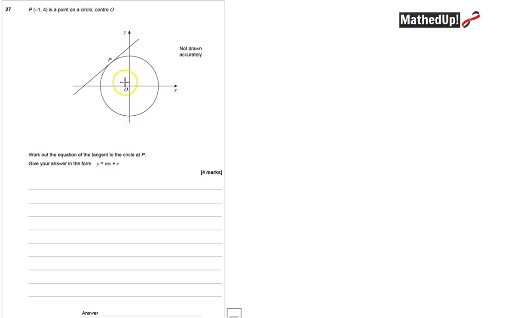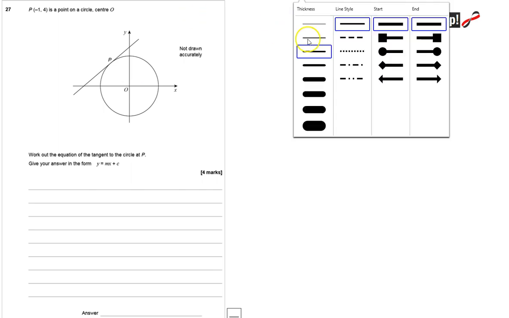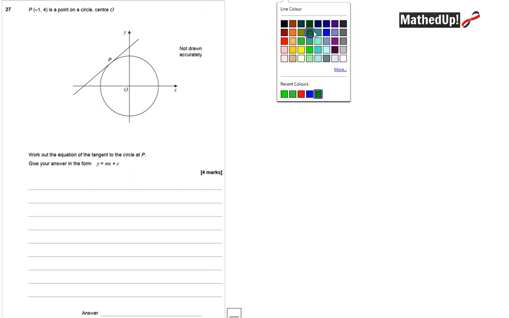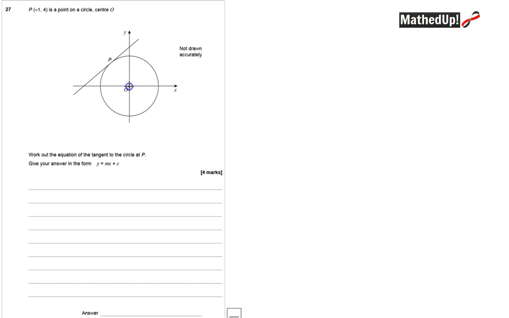So the first thing we need to do is draw a line OP. So that's a line that goes from O to P. Let's draw that in. Okay, so now that is the radius of this circle, and this is a tangent to the circle, so we know the angle between OP and the tangent is going to be 90 degrees. So the radius and the tangent are perpendicular to each other.